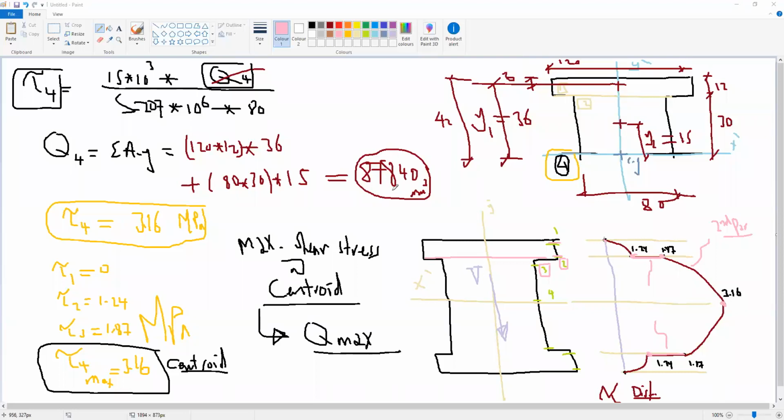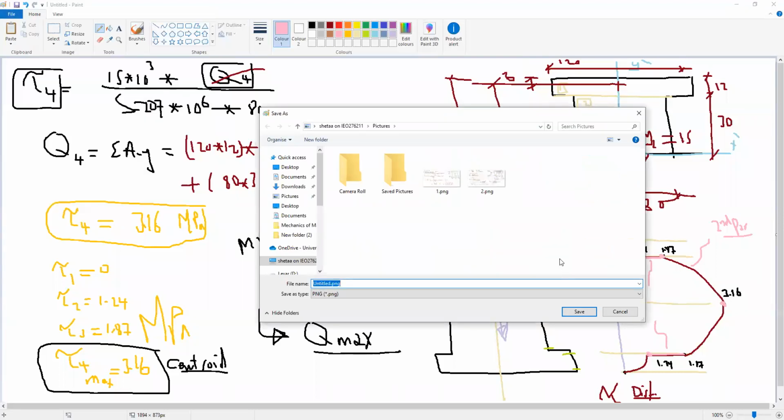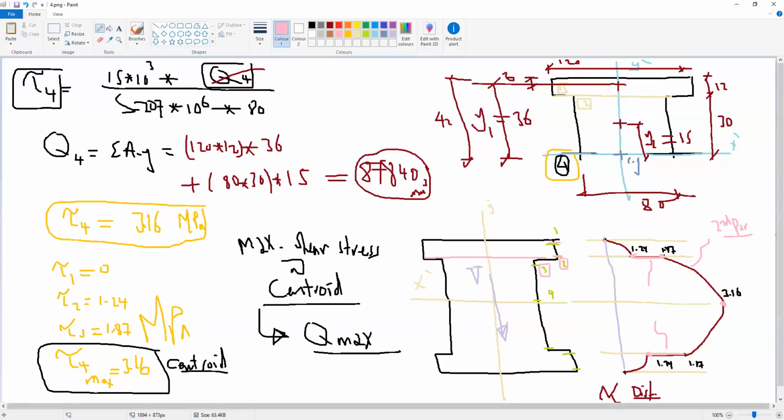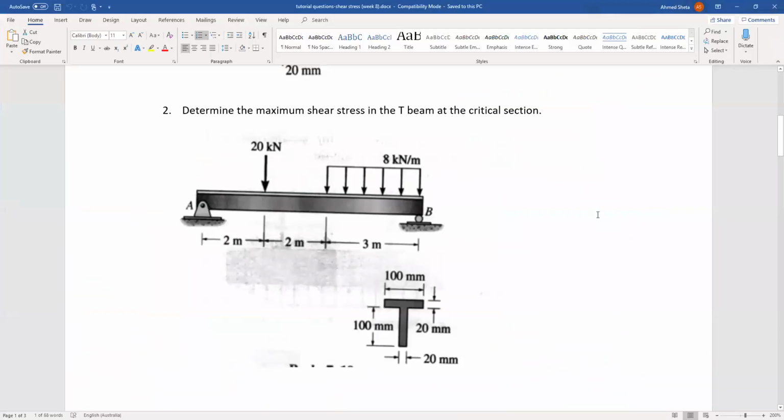Okay. We have now finished the first problem. So we'll shift to the second one now. For the second problem, this is our second problem. It is a similar shear stress problem, but we have a small idea before getting into the shear stress.